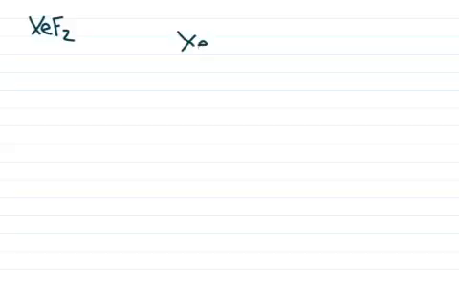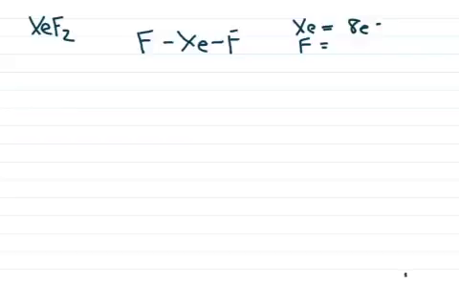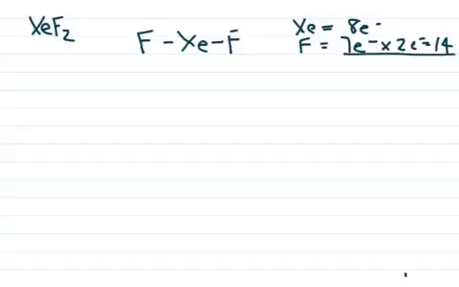So we know xenon's going to be central because it's more electropositive, while your fluorines are the most electronegative. Alright, so here's my rough draw. Second thing we're going to do is count our electrons. Xenon has 8 valence electrons, while fluorine has 7 valence electrons times 2 gives us 14, and when we add that up, we get 22 valence electrons.